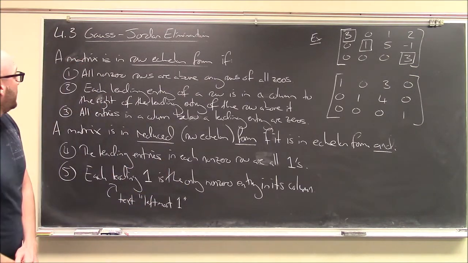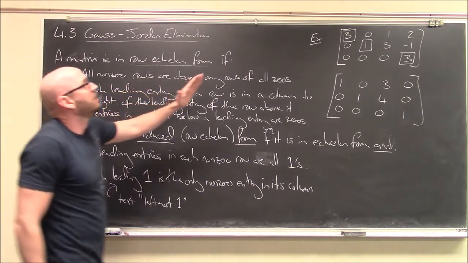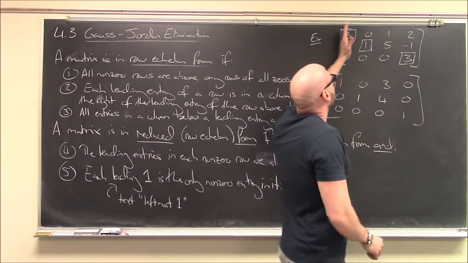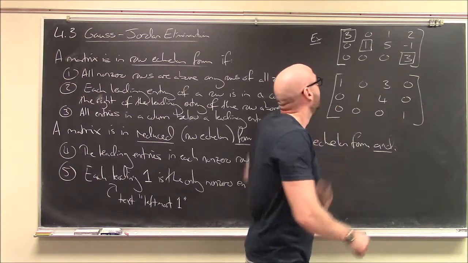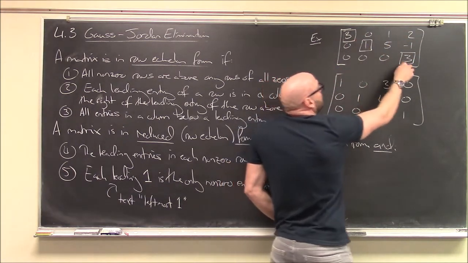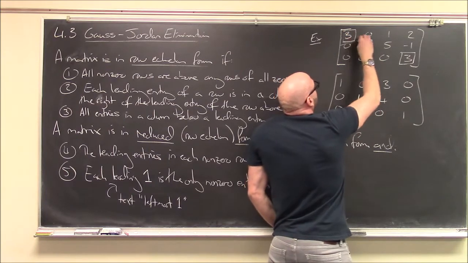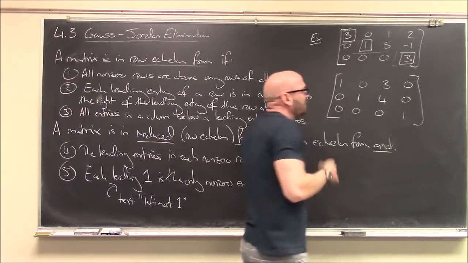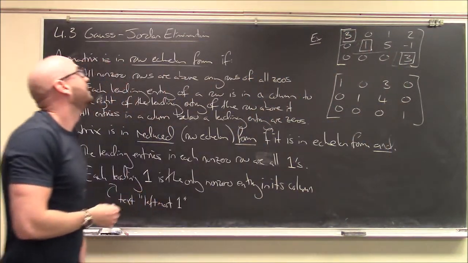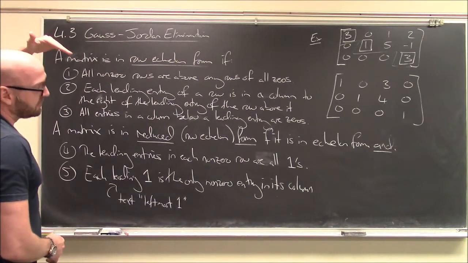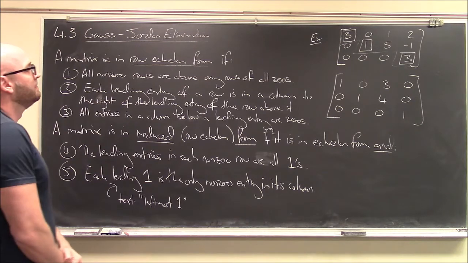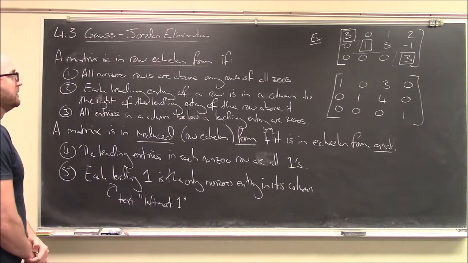And the property is that as you look at your leading entries, they have to appear to the right of the leading entry of the row above it. So this one is to the right of this one, and this one is to the right of this one. In other words, we form this nice staircase, echelon pattern, hence the name. So your leading entries should always proceed downwards and to the right. Okay, so that's satisfied for this matrix.